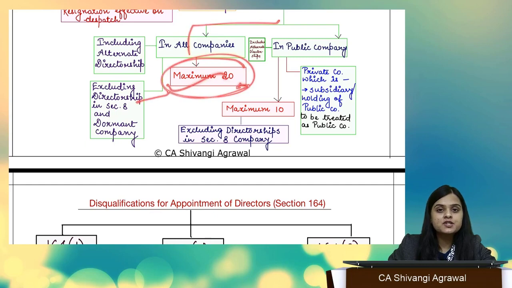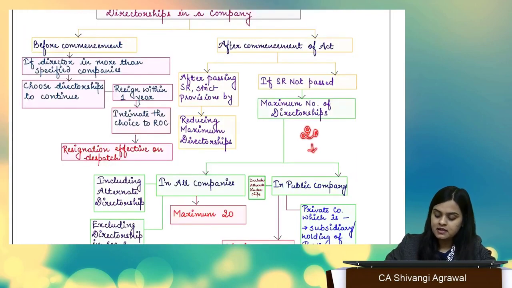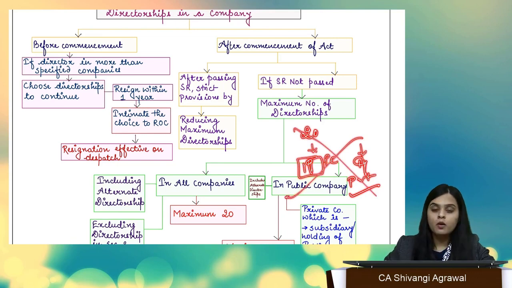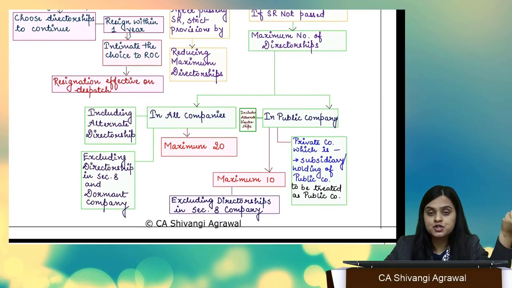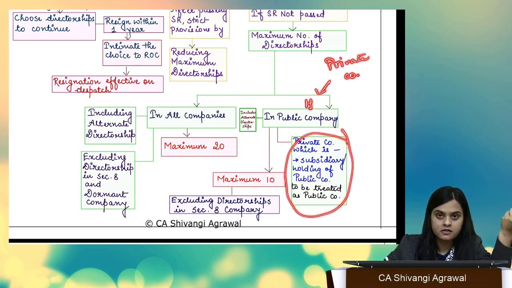But this does not include Section 8 or dormant companies, but it includes alternate directorship, out of which a maximum of 10 public company directorships I can hold, right? So if I am a director in 20 companies, and I have 9 public companies and 11 private companies, this is allowed. But 11 public companies and 9 private companies is not allowed. Now, when I am computing the public company directorships, I have to make sure that I include this also. What is it, ma'am? A private company which is either a holding company of some public company or a subsidiary of some public company.